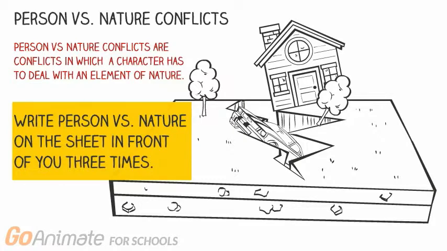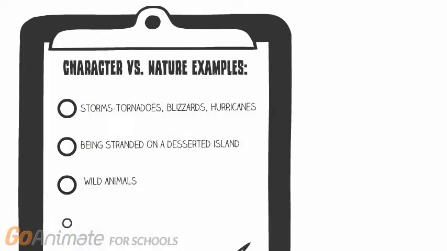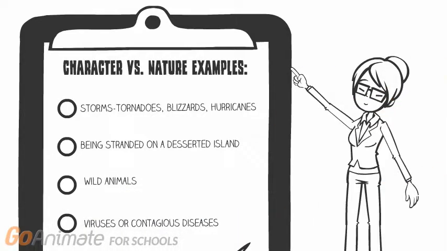Person versus nature conflicts are conflicts in which a character has to deal with an element of nature. Write person versus nature on the sheet in front of you 3 times. Here are some examples of character versus nature conflicts: storms, tornadoes, blizzards, and hurricanes, being stranded on a deserted island, wild animals, viruses, or contagious diseases.